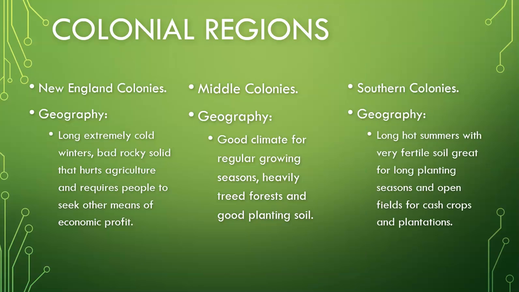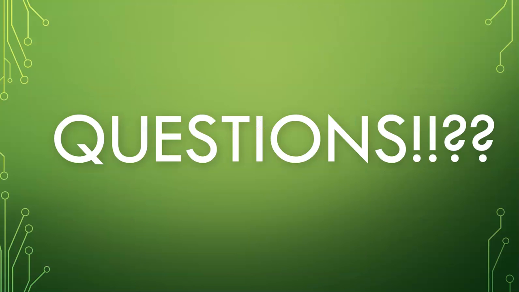The middle colonies had great growing seasons, but they were very normal. The middle colonies are very middle. They're very meh in the middle. Great growing season, great soil, but not perfect, just good. Now the southern colonies: long summers, extra long summers, really fertile soil, amazing soil, long planting seasons, and open fields for cash crop growth and plantations to be built.